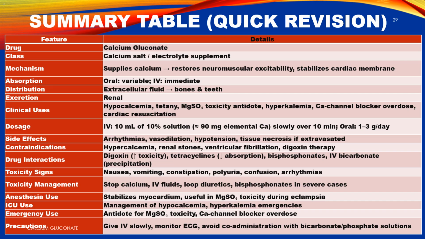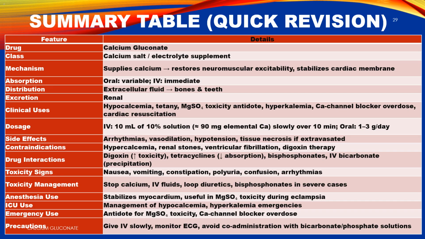Drug interactions: digoxin increases the risk of toxicity. Tetracyclines decrease their absorption. Bisphosphonates may interact with calcium gluconate. IV bicarbonate can cause precipitation. Toxicity: signs: nausea, vomiting, constipation, polyuria, confusion, and arrhythmias. Management: stop calcium gluconate administration, IV fluids, loop diuretics, and bisphosphonates in severe cases.